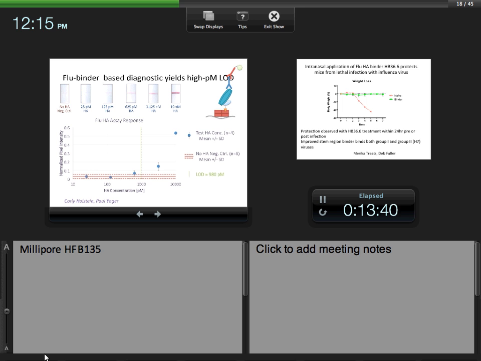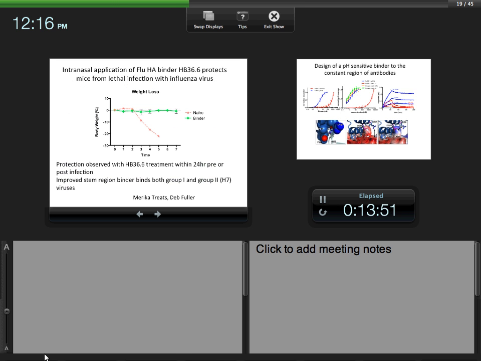And this just shows a diagnostic application where we can detect flu virus on paper pretty sensitively, in a collaboration with Paul Yager's group at the University of Washington. And this is a collaboration with Deb Fuller's group at the University of Washington, where if mice get the flu, they get sick, they lose weight, but if one of these designed proteins is sprayed into their lungs, they don't get sick. So there's potential here for new therapeutics.